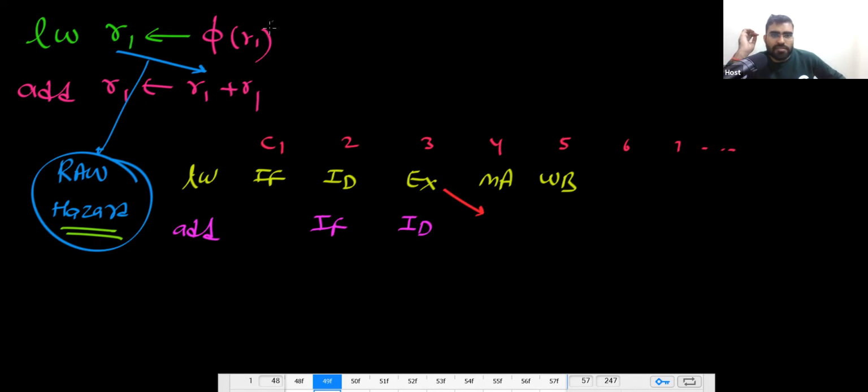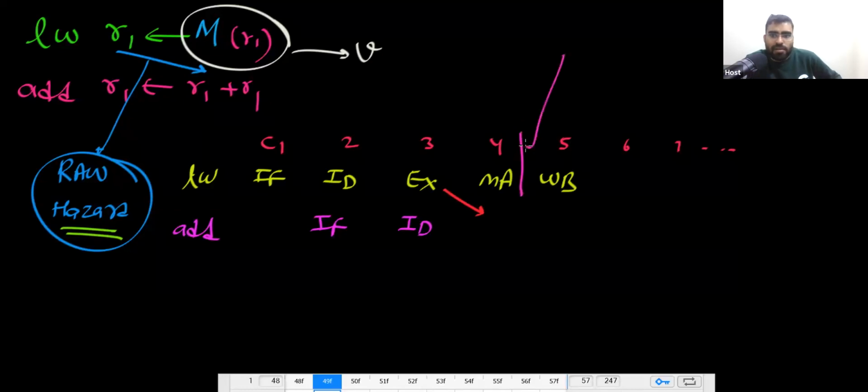Please understand a simple point. This value, let's call it V, when will it be available? Remember, you need to read this from the main memory. So this value will be available when you access the memory. Here it will be available first. Please understand.